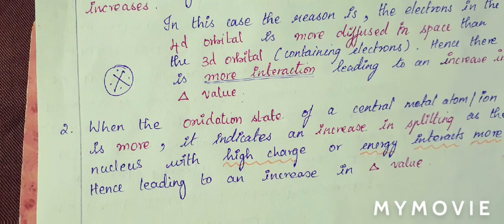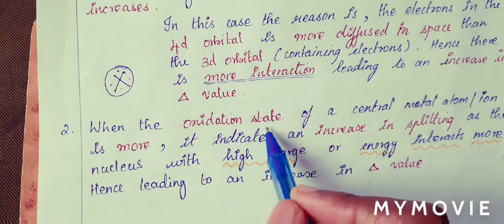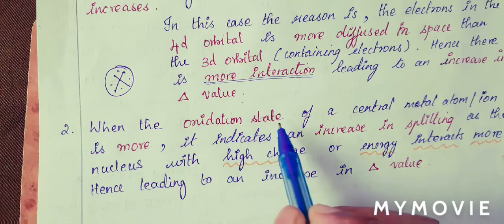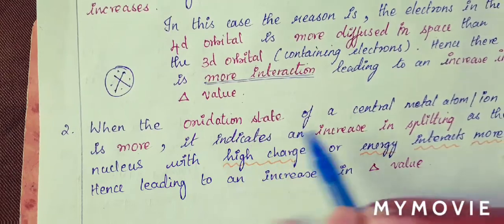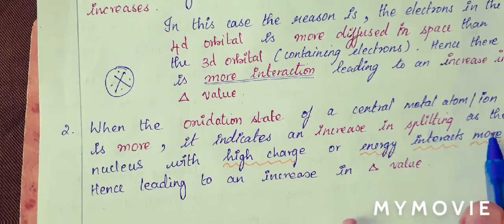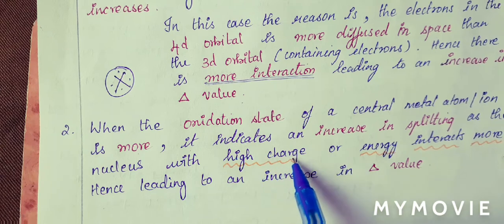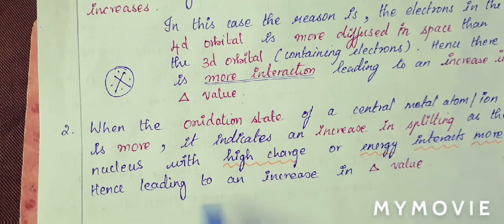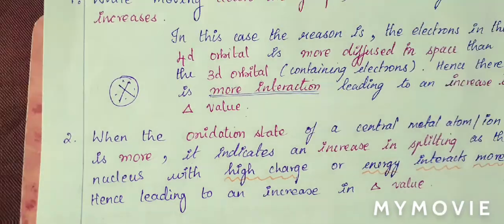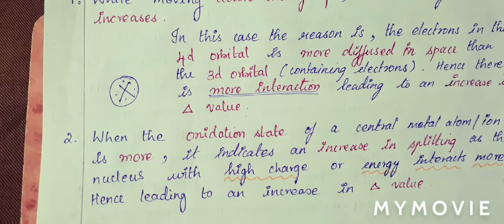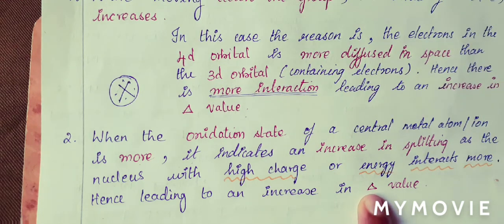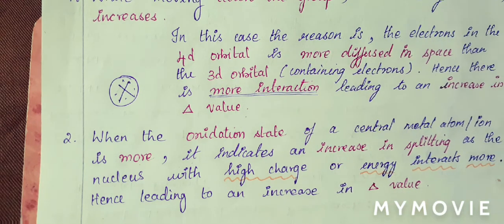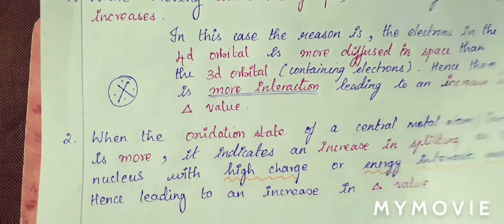The next point is also an important point, which involves oxidation state. Here, when the oxidation state of a central metal atom or ion is more, it indicates an increase in splitting, as the nucleus with high charge interacts more, leading to an increase in delta value. This is a general statement which says that when the charge of a nucleus is more, it has more interaction with the electrons. So obviously the splitting will be more and the delta value will be more. These are the points that I'm going to apply in the question.